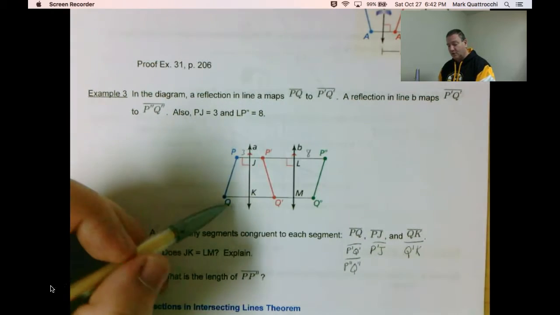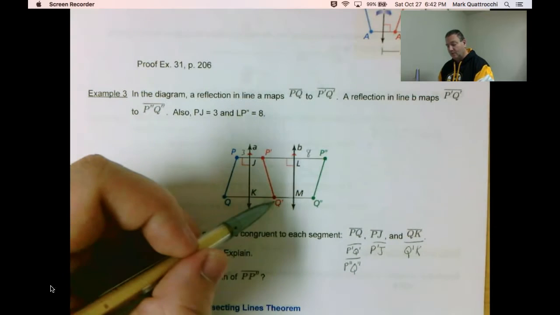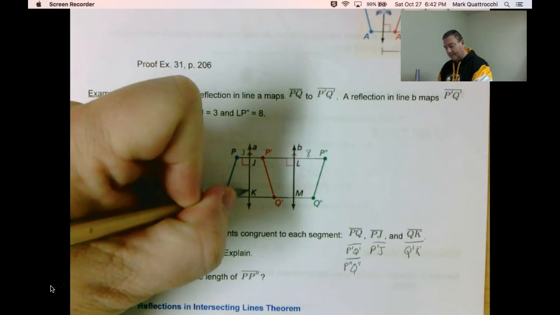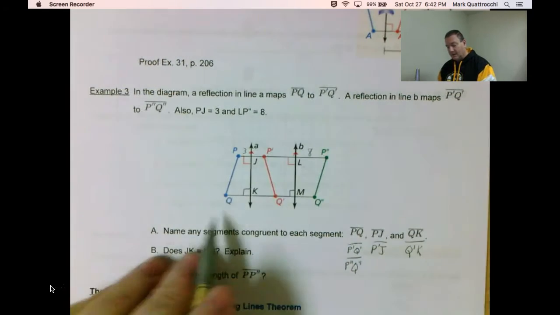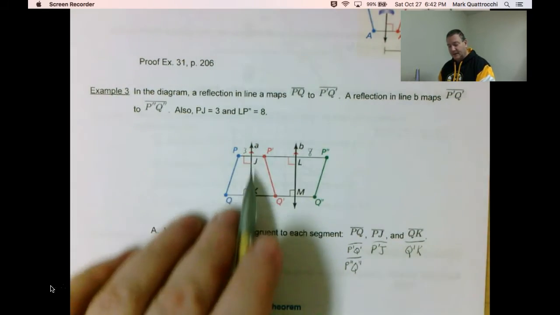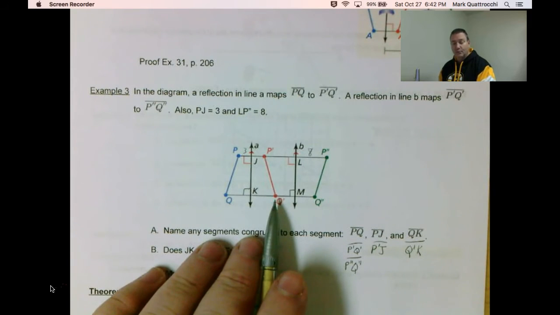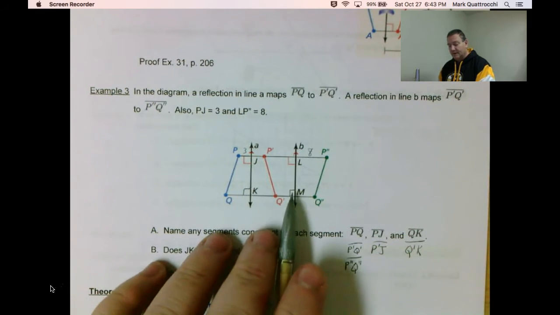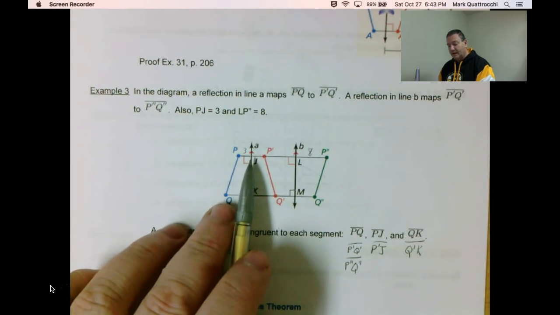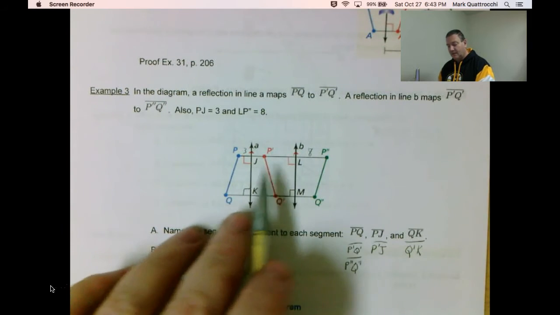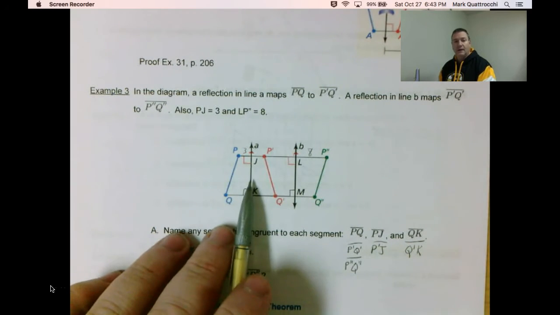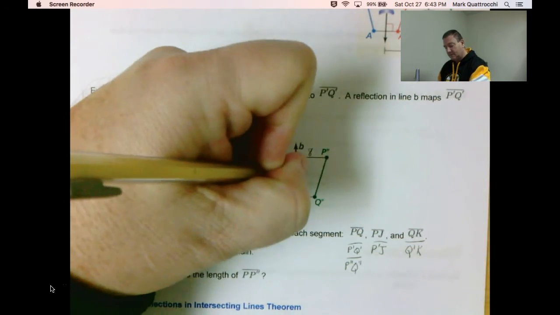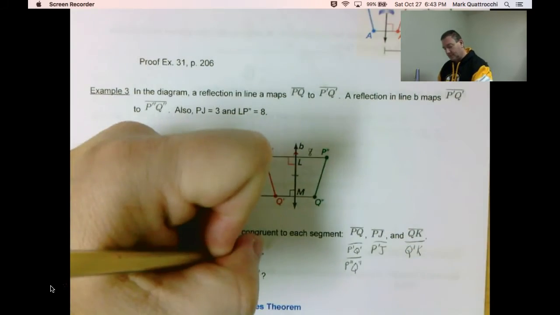Q double prime, Q prime, and Q prime, Q double prime, they have to be right angles, again, because it wouldn't be a reflection if line A wasn't the perpendicular bisector of Q prime. So this is a right angle, this is a right angle. That makes quadrilateral JKML a rectangle. What do we know about rectangles? Opposite sides are congruent. So yes.